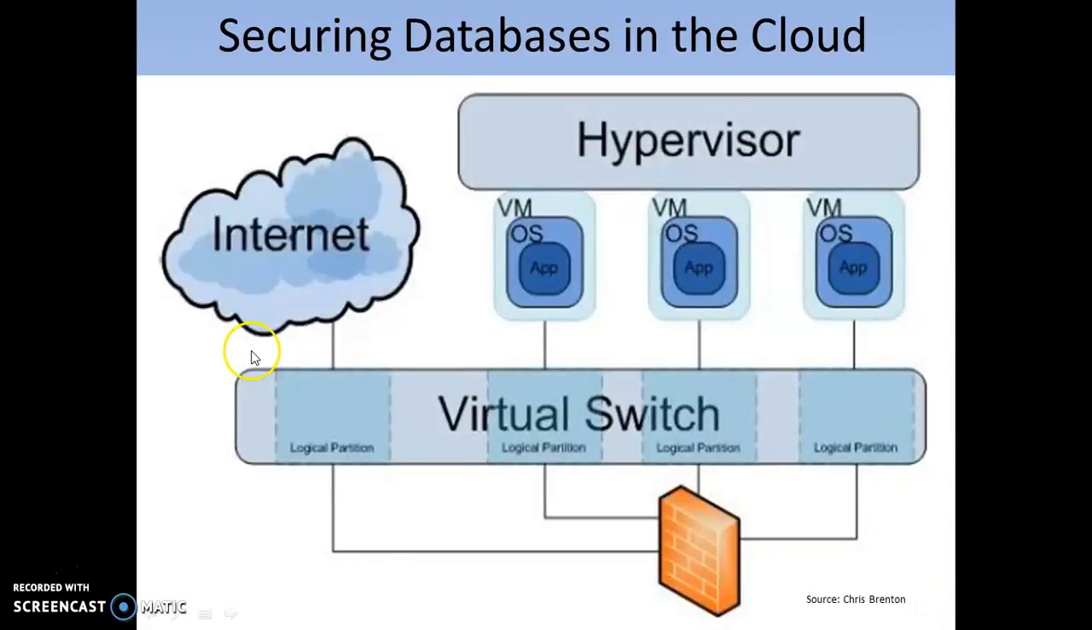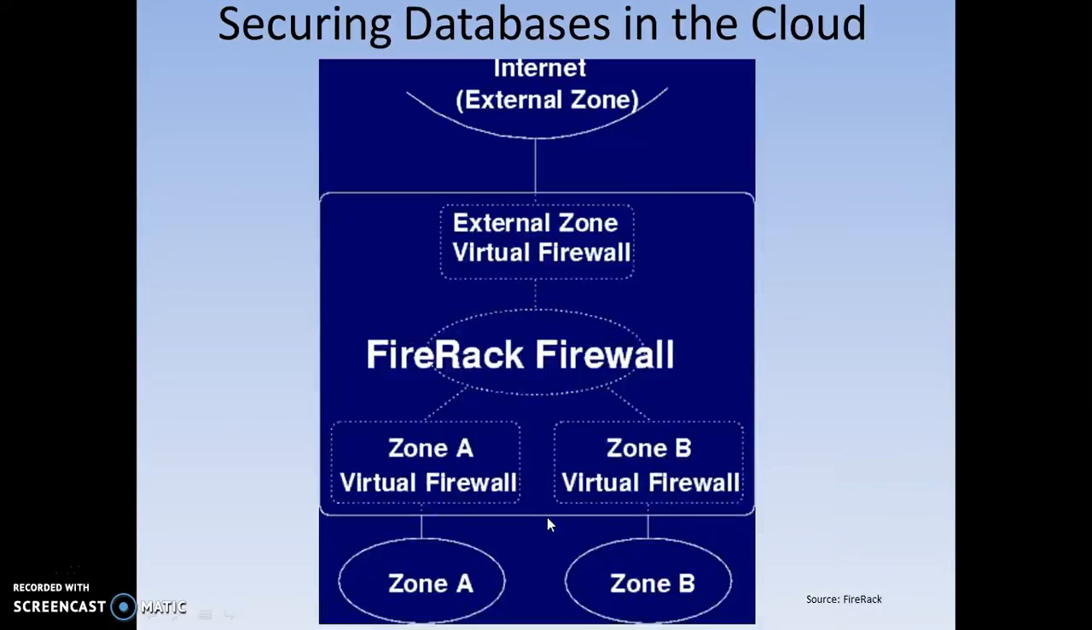For the internet and hypervisor, multiple VMs are connected by a virtual switch. For security, we provide a firewall to protect the data. The databases are considered as zone A, zone B, and for each and every zone, we connect a firewall to protect the data.